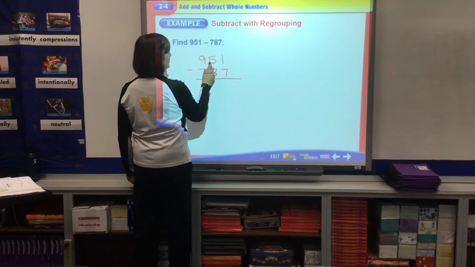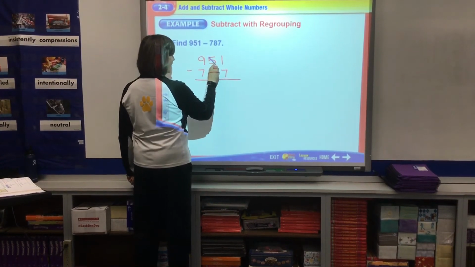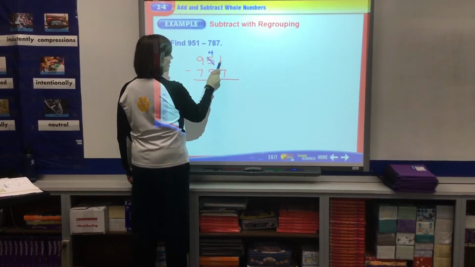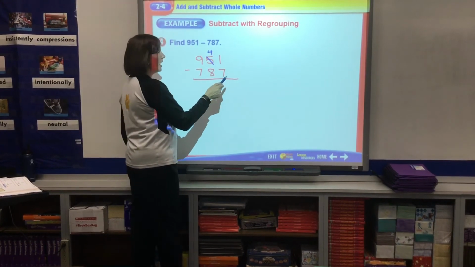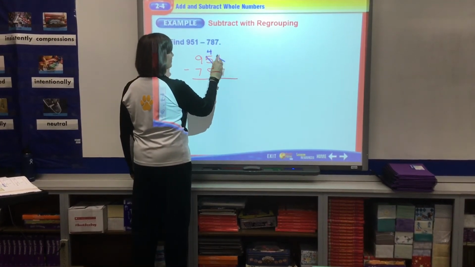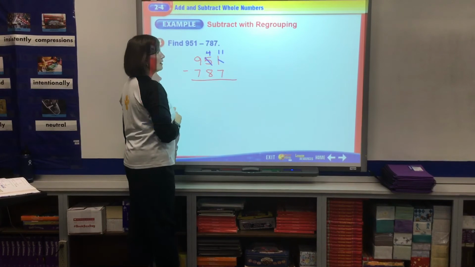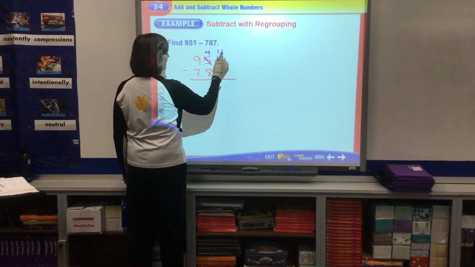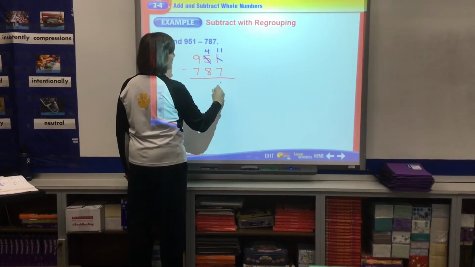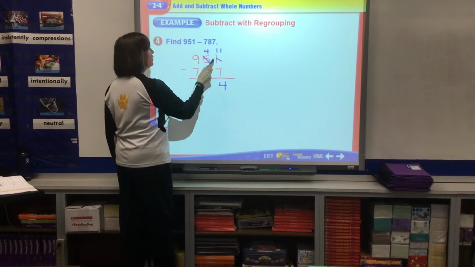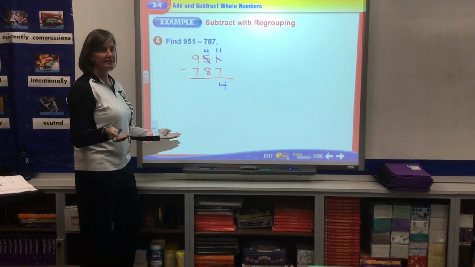So I have to come over to the next one and I have to borrow from the 5, make that a 4. We're borrowing 10. All right, we already have 1 there. 10 plus 1 equals 11. So now that is going to become an 11. 11 minus 7, I can do that. That is 4.